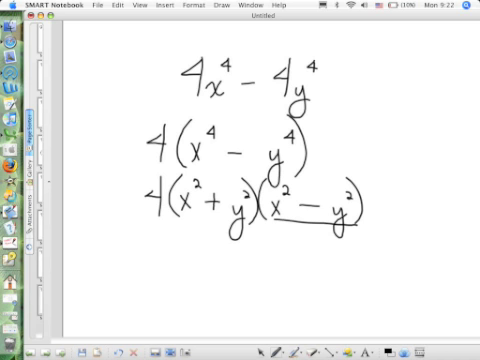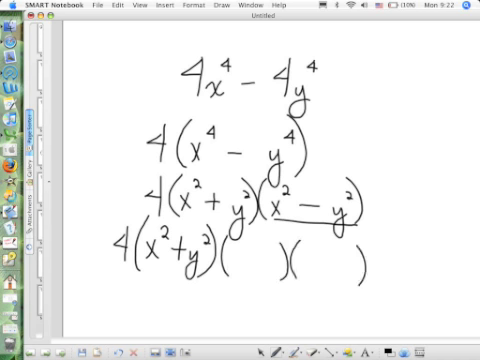Now this is done. This is done. But x squared minus y squared can be factored down into x plus y times x minus y. So you've got to keep going. So what's the answer?